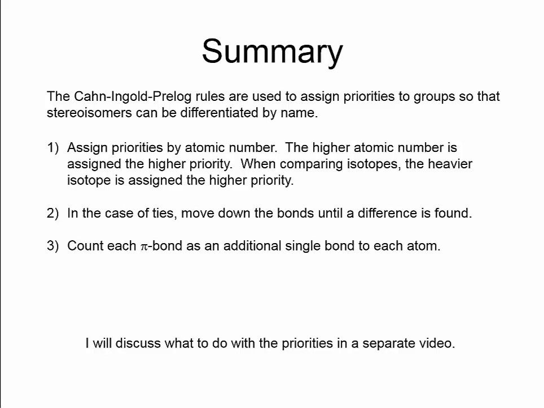So looking at a summary of the Cahn-Ingold-Prelog rules, first you would assign priorities by atomic number. The higher the atomic number, the higher the assigned priority. And then when you're comparing isotopes, the heavier isotope is assigned the higher priority. If you have a tie, you need to move down the bonds until a difference is found. And you also need to split up pi bonds into single bonds to each atom. I'll discuss what to do with these priorities in a separate video.